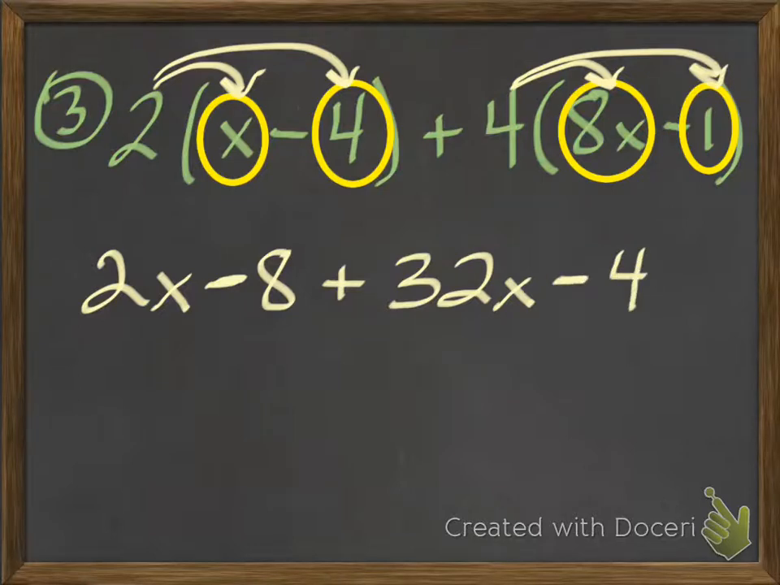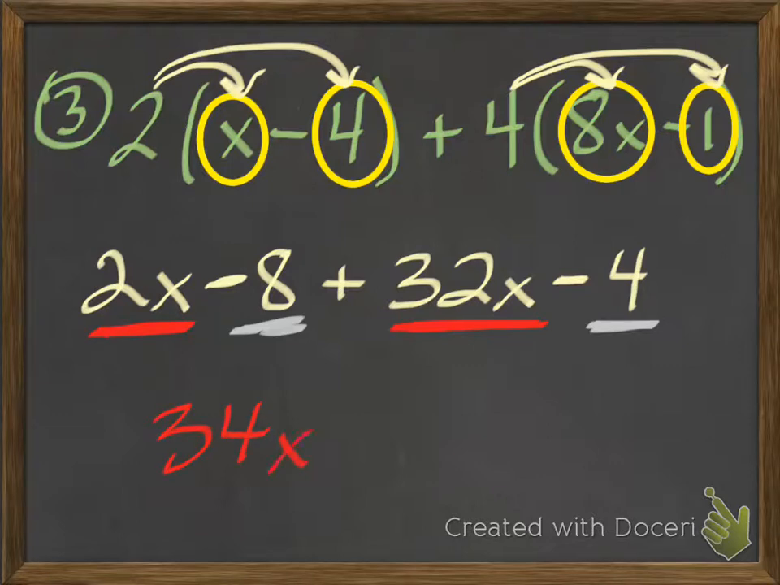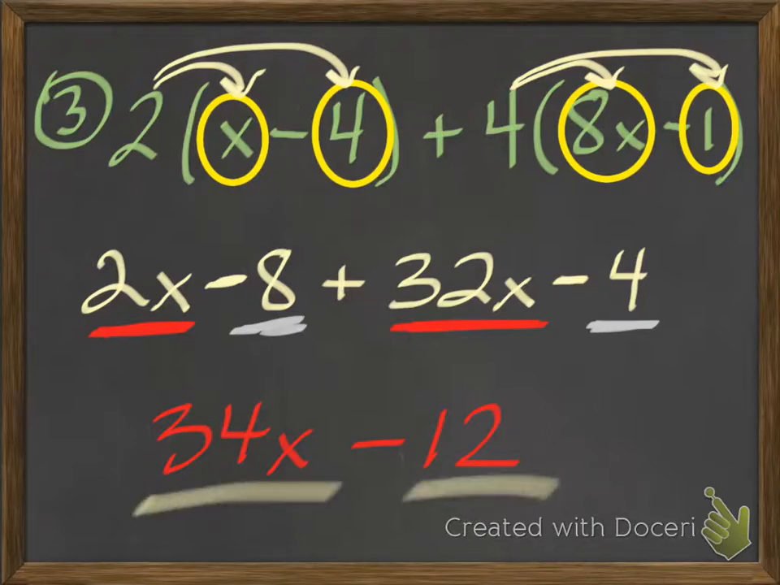Do we have any like terms? See, I've got 2x there, 2x here, and then I've just got numbers to put together also. Let's do the x's. 2x plus 32x is 34x. And then negative 8 and negative 4 is negative 12. These aren't like terms anymore, so we can't go further because the first one has an x, that one does not.